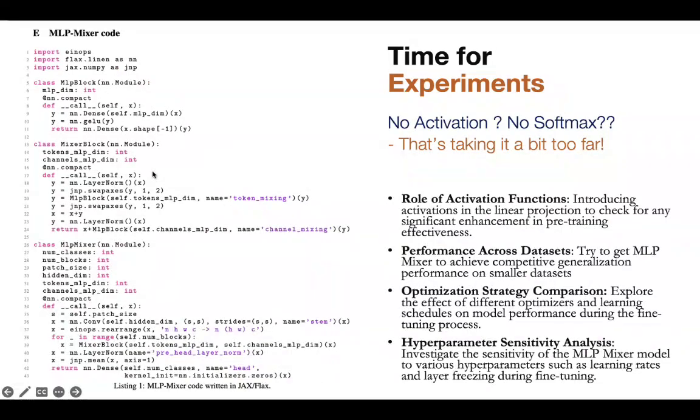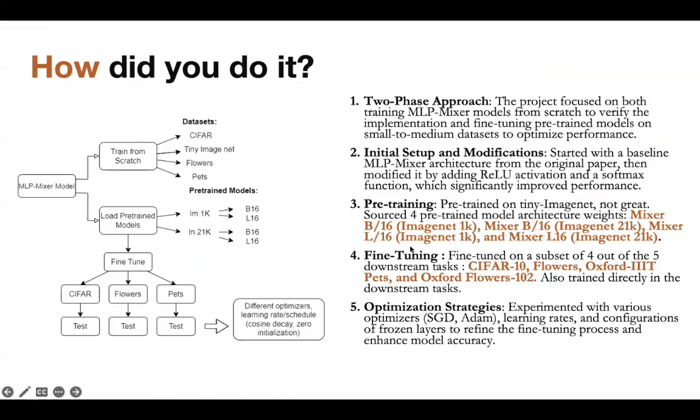So this is the JAX code given by the authors. They use a convolution layer for the first linear projection layer. It's basically just a linear weight because they have strides of S by S and kernel size of S by S, but they don't use any activations, and I think that's taking it a bit too far.